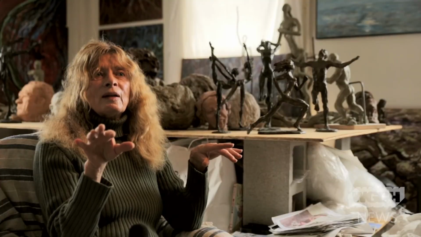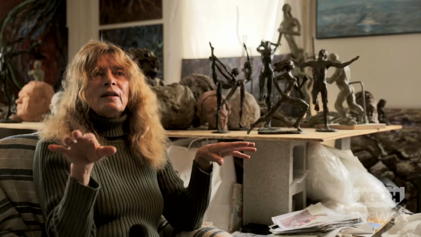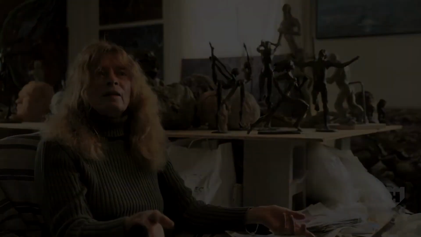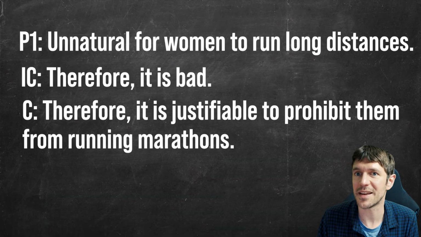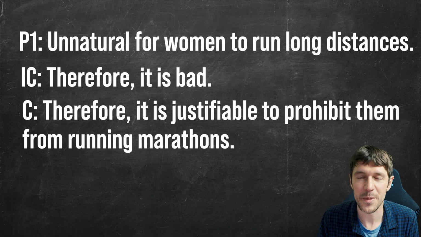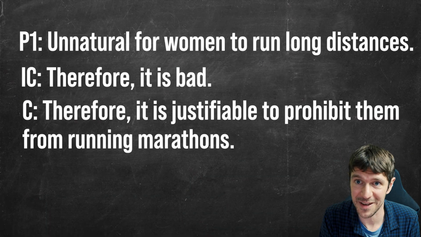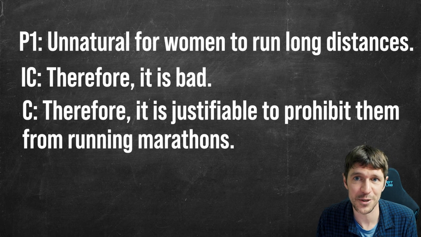The race director wrote back and said women are not physiologically able to run 26 miles or to run a marathon, and we can't take the medical liability. At the time, I was running 40 miles at a stretch. So this again is an appealing to nature fallacy, because something is at least thought to be unnatural for women, therefore they shouldn't do it.